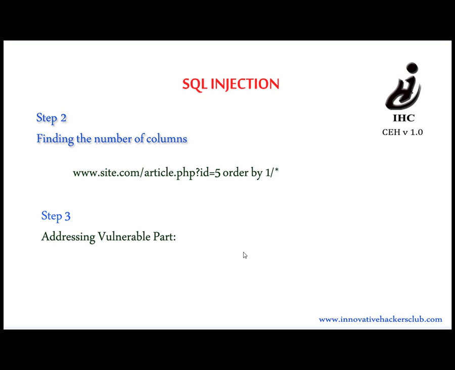Step 3. Addressing vulnerable path. Now we need to use the union statement and find the columns which we can replace so as to see the secret data on the page. For this, we do site.com/article.php?id=5 union all select 1,2.